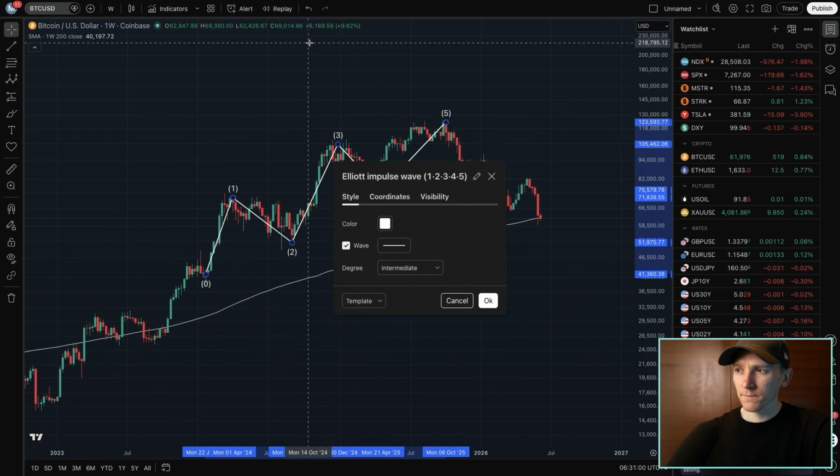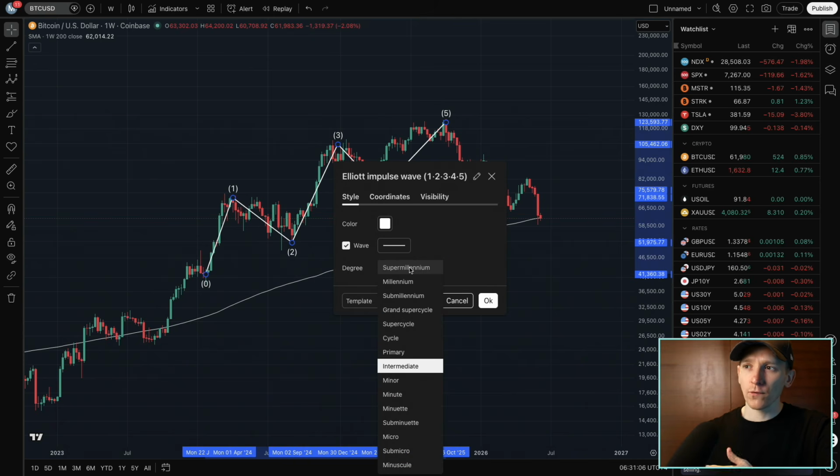Come to your settings and look at the degree here. You can see it's auto-fitted to intermediate. If you're looking at lower time frames, daily, 4 hours, something like that, you might want to go down to these options right here. These are for lower time frames. Now, if you're looking at swing trading or even much longer time frames, weekly or monthly, you want to be going up to these higher degrees here, right? And you can use them as you wish.